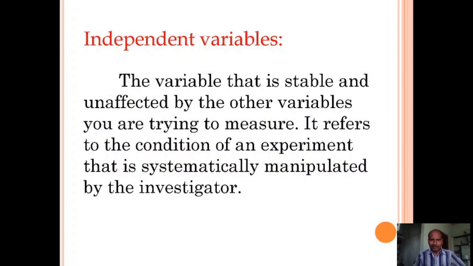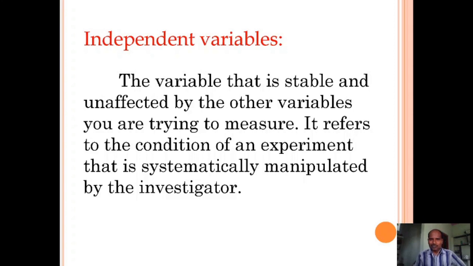Let's say this: what is an independent variable? The variable that is stable and unaffected by the other variables. It refers to the condition of an experiment that is systematically manipulated. That means the independent variable is not possible to manipulate as easily. What happens, we need to record it, but this recorded information is going to influence the result. The result is the dependent variable.